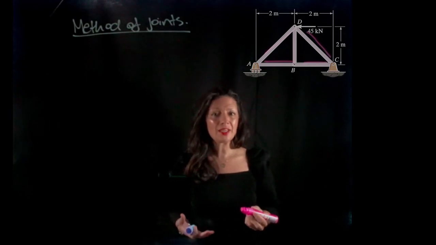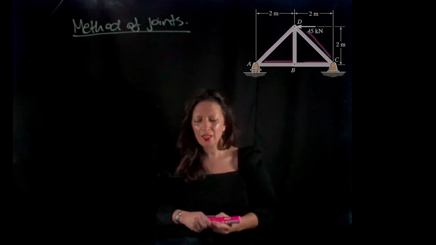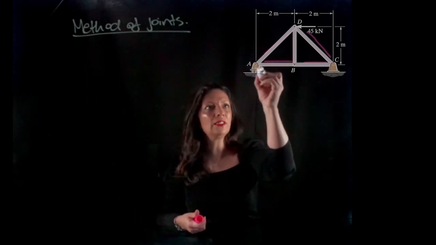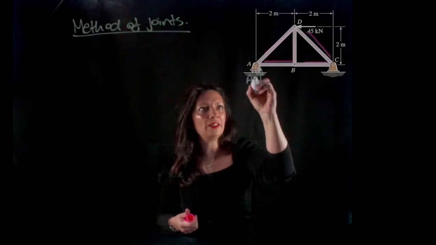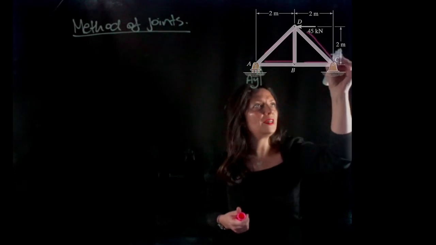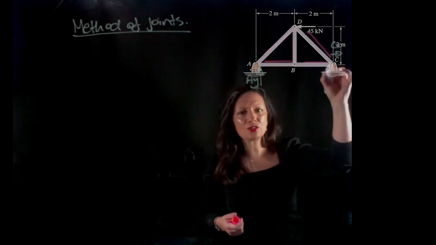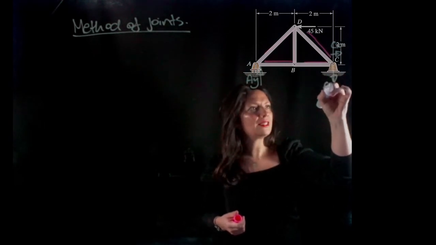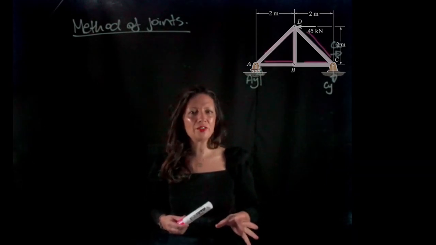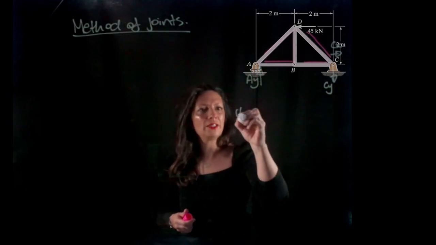But before we can do that, we need to make sure that this system is in equilibrium. And how do we do that? We can use our equations for equilibrium, and at A we have a roller, so we know we're going to have an AY, and at C we have a pin joint. There we know we're going to have two forces, a CX in the horizontal direction and a CY in the vertical direction. So the first thing we're going to do is draw a quick free body diagram, and step one is to determine what our reaction forces are. So find reaction forces.